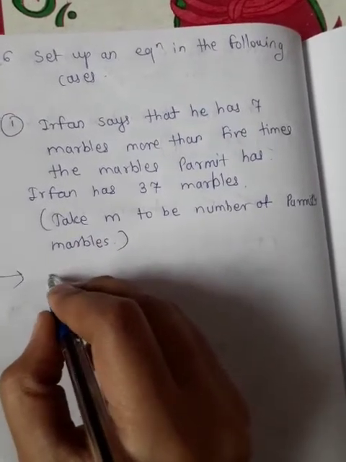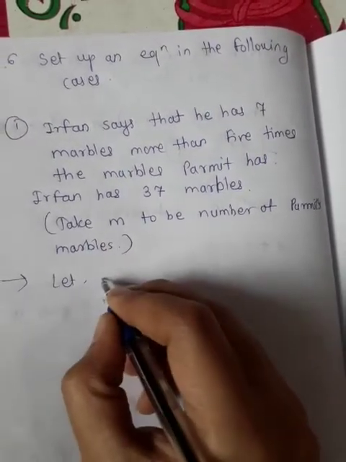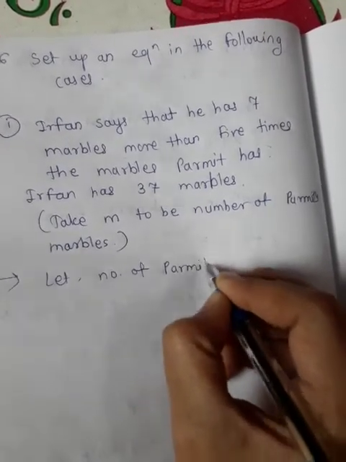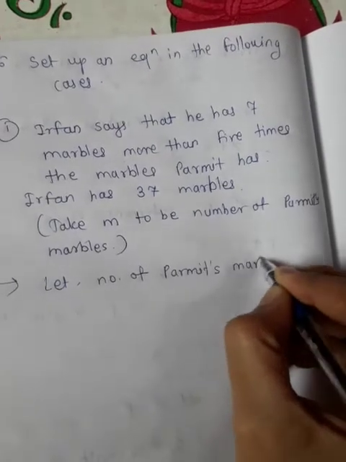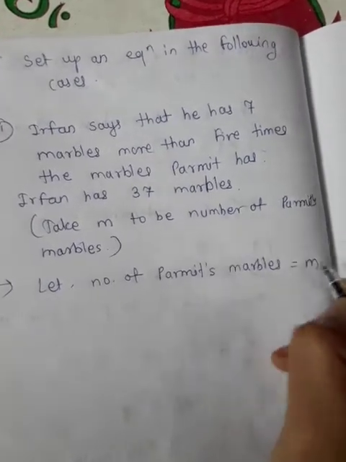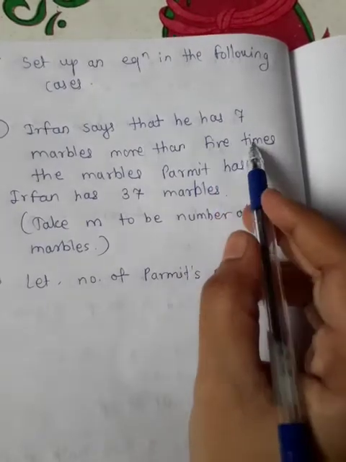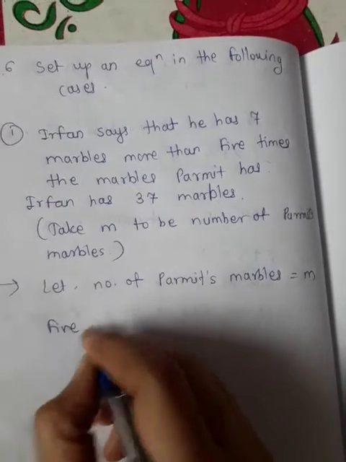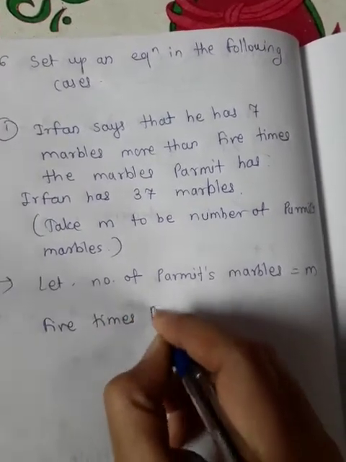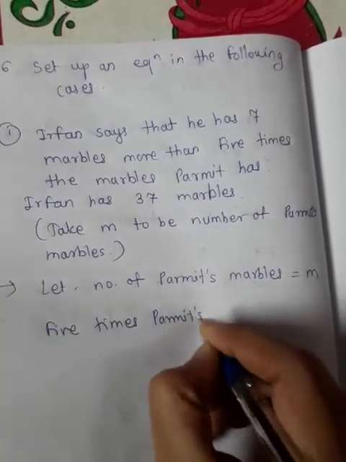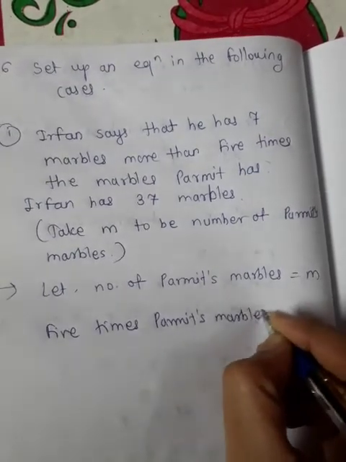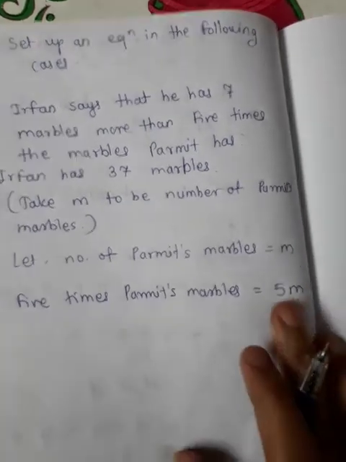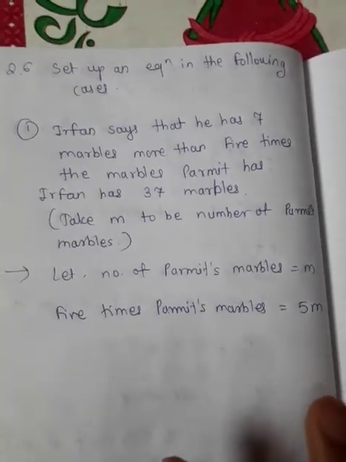Therefore, let the number of Permit's marbles be equal to m. Okay, now 5 times Permit's marbles means what? 5 times m.